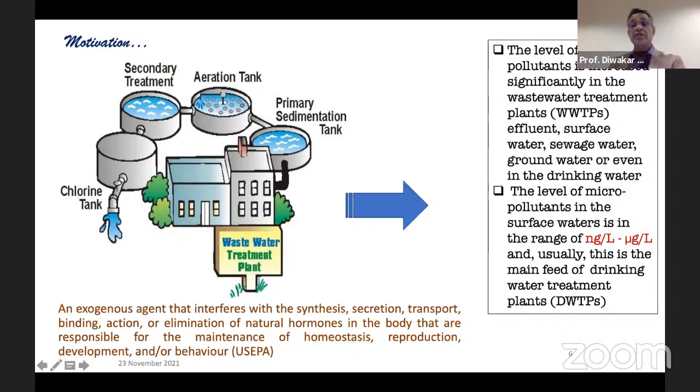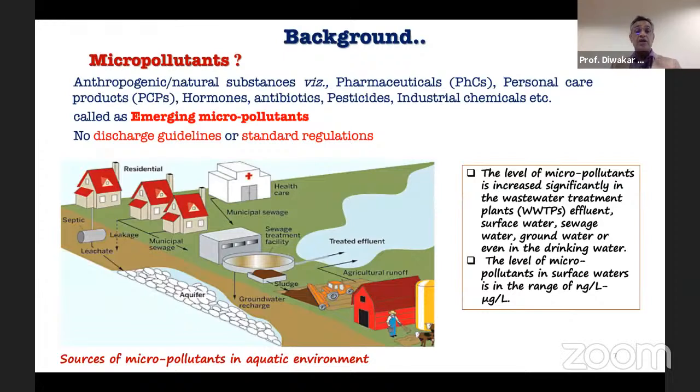So to protect human health and all that. This is the micropollutant; as a simple way we can understand it, the anthropogenic or natural substances, the pharmaceuticals, personal care products, hormones, antibiotics, pesticides, industrial chemicals and all that, these are all known as the emerging micropollutants. And you see that there are no discharge guidelines stated, even if you try to see what is the standard or the maximum permissible level, there are no certain guidelines at the global level also.